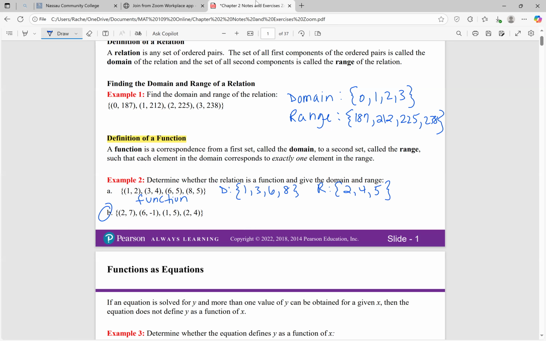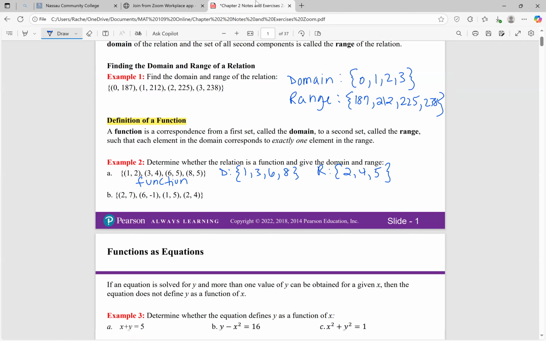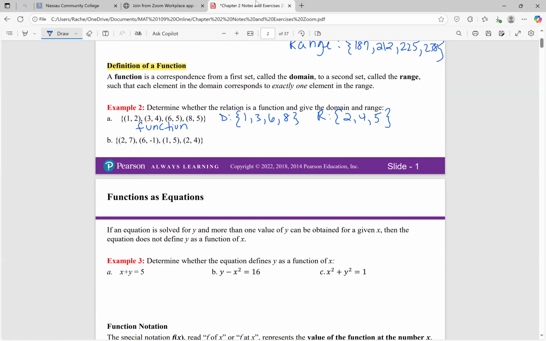Now look at B. We have (2, 7), (6, -1), (1, 5), and (2, 4). Notice now I have 2, which is paired with 7, but 2 also corresponds to 4. So you see how this element in the domain corresponds to 2 different elements in the range, and that breaks the rule of being a function.